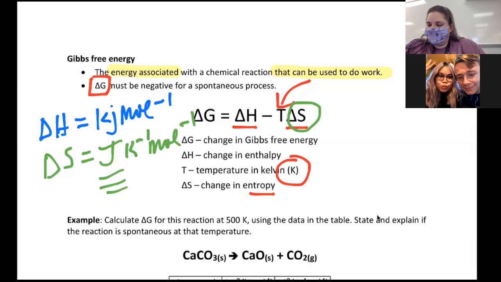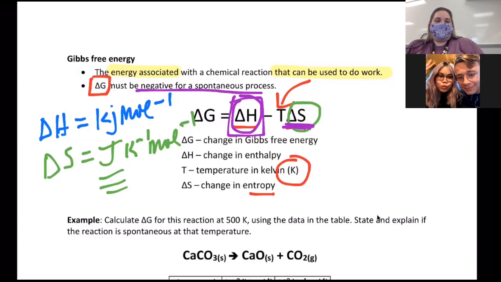But this shows you that, depending on what numbers you get for enthalpy and entropy, that affects whether your free energy is going to be positive or negative. If, for example, your delta H is really high, but your delta S isn't, then your free energy, your delta G, is going to be positive. If it's the other way, if your delta H here is lower and your delta S is bigger, then you're going to get a negative value. And in order for something to be considered a spontaneous process, the delta G has to be negative.